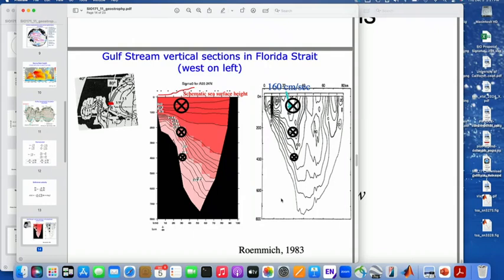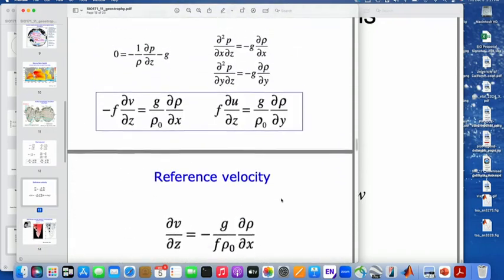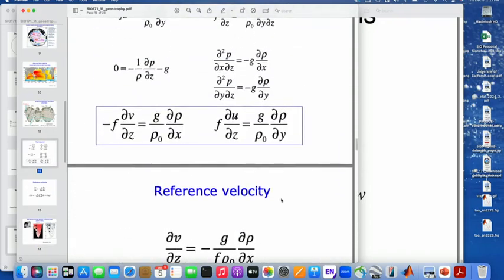Doesn't that swap for the southern hemisphere? Correct. And the way it swaps is because f is negative. The value of f is negative in the southern hemisphere.